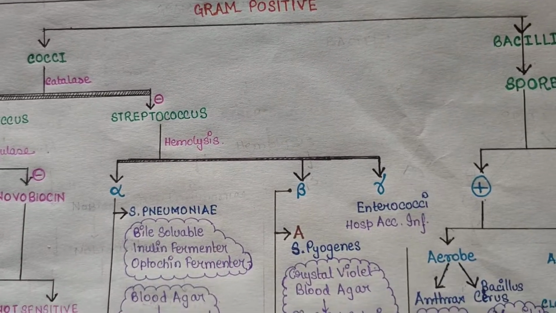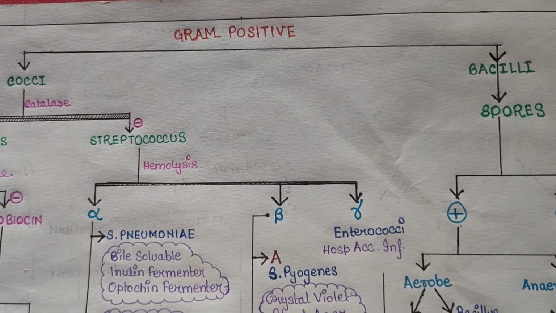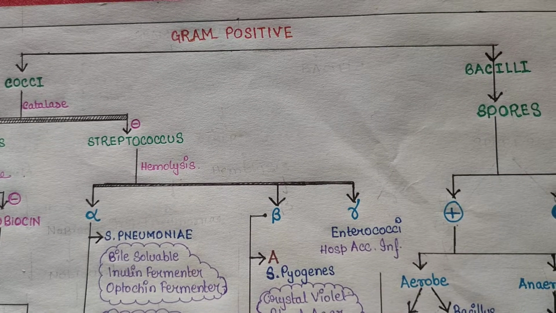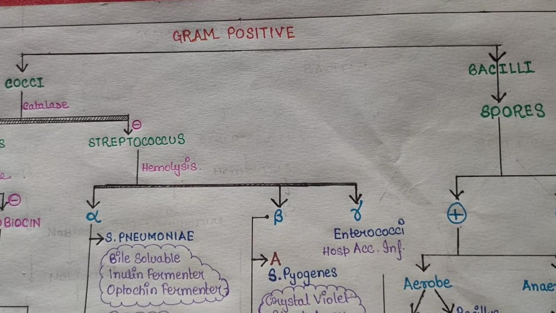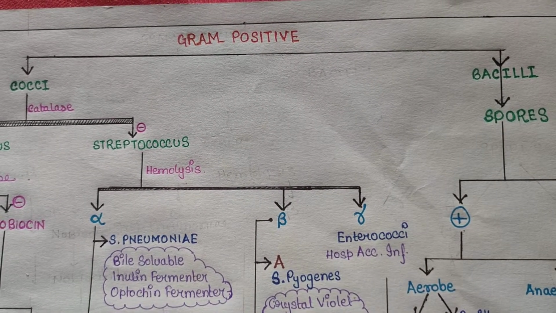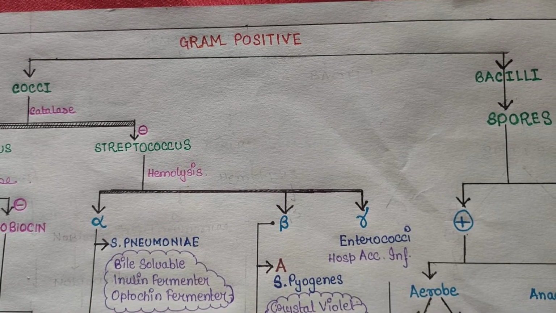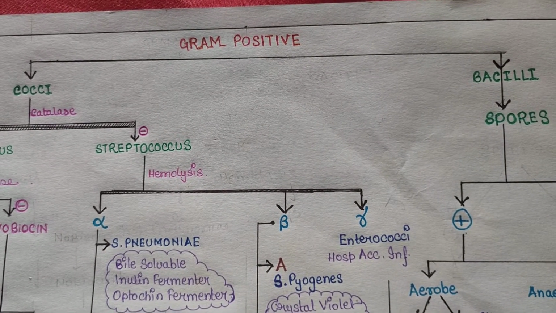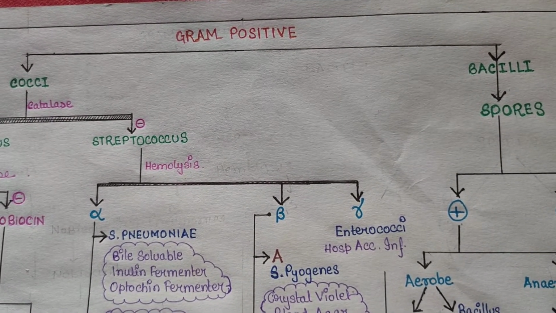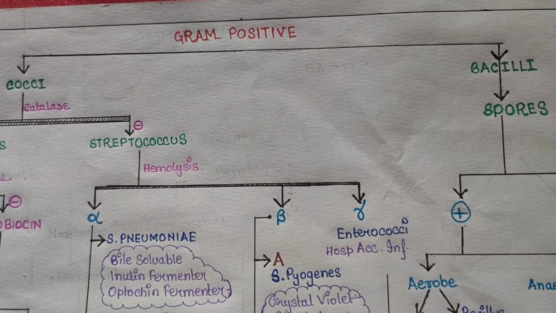Hello, today we are going to talk about gram-positive bacteriology. Gram-positive bacteria can be differentiated between cocci and bacilli. Round-shaped bacteria are called cocci and the rod-shaped or straight bacteria are called bacilli.